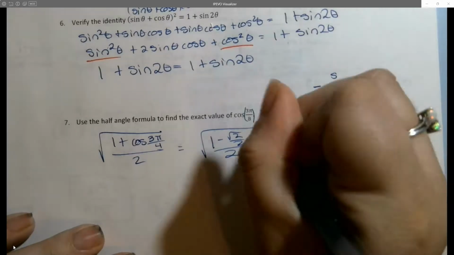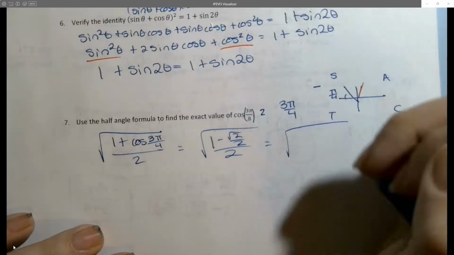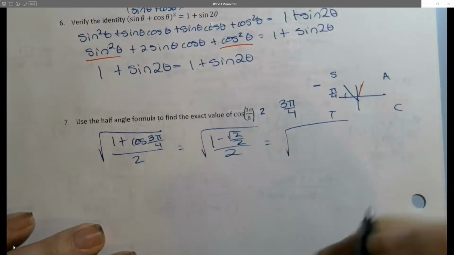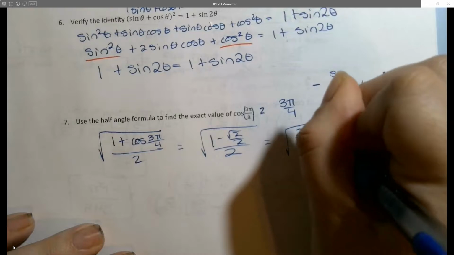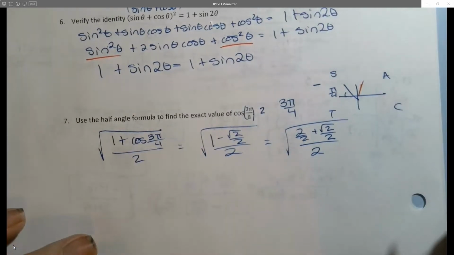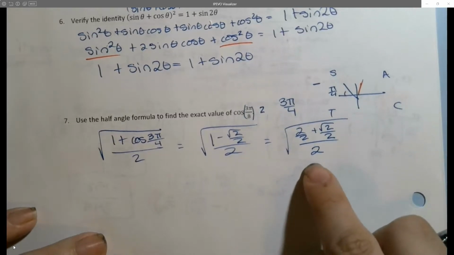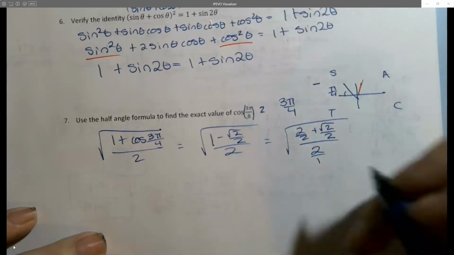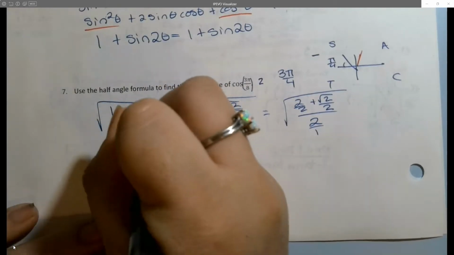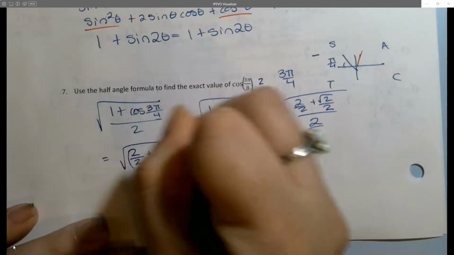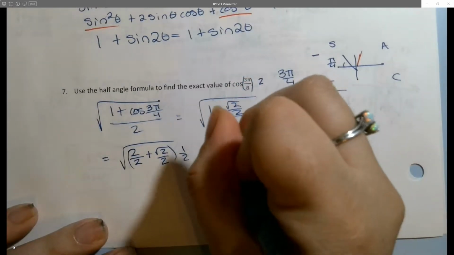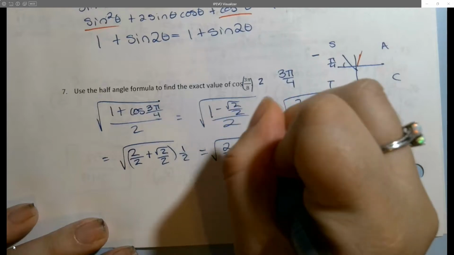So then I get the square root of, I'm going to multiply the numerator and denominator on this one by 2. So it turns into 2 over 2 plus the square root of 2 over 2, all over 2. I can rewrite this 2 on the bottom as a 1/2 and multiply it. So I would get 2 over 2 plus the square root of 2 over 2 times 1/2, which gets me 2 over 4 plus square root of 2 over 4.